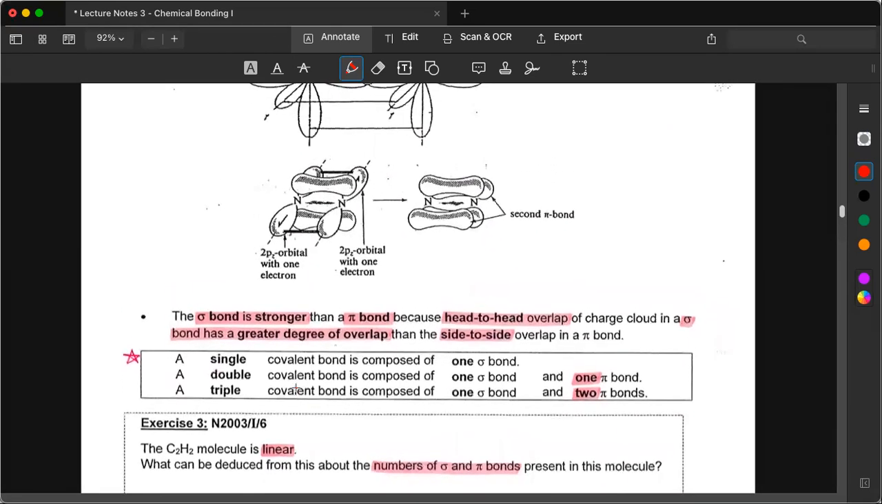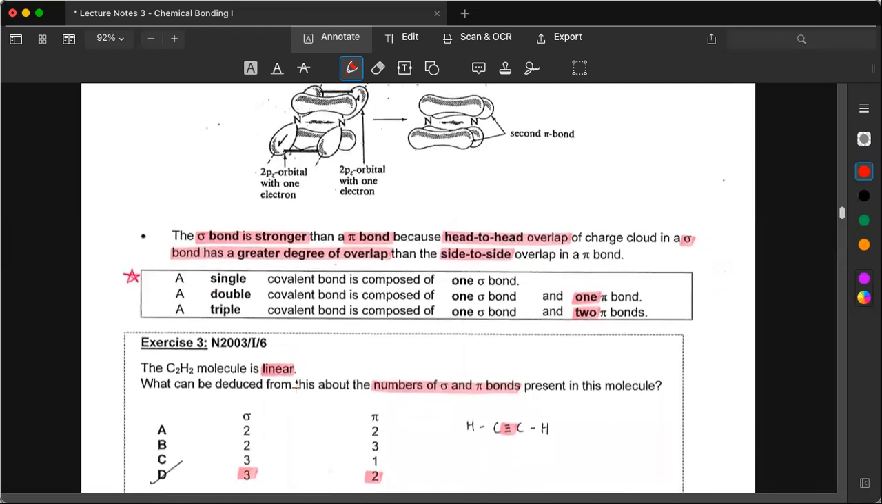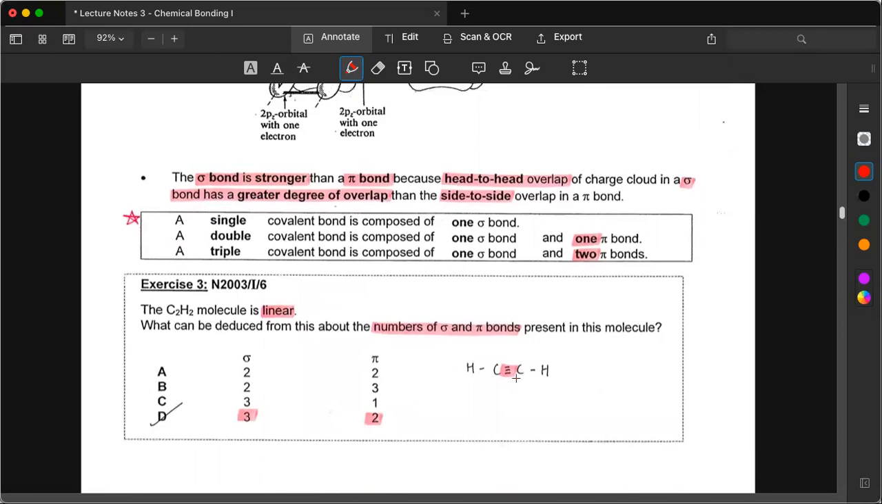So you can try this question, then pause the video and get the answer later. For this molecule, C2H2 is a linear molecule, so there is a triple bond between the carbons. How many sigma and pi bonds are there? This is a sigma bond. This is a sigma bond. And these two bonds in the triple bond are pi bonds. So we have 3 sigma, 2 pi.